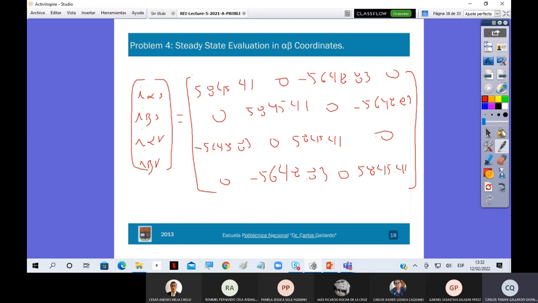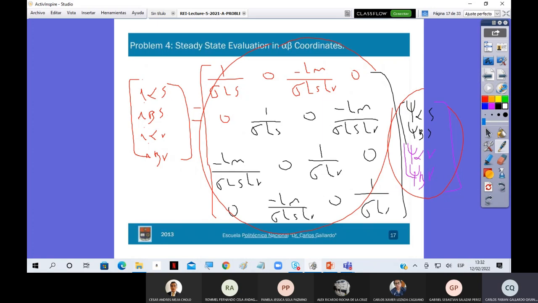5,845.41. Okay, so times the fluxes. So I will have the alpha component. I will have the beta component. This is the stator fluxes. The alpha component. And the beta component. This is the rotor fluxes. Okay, so finally I will get the currents, okay?